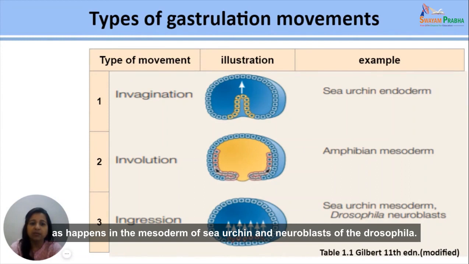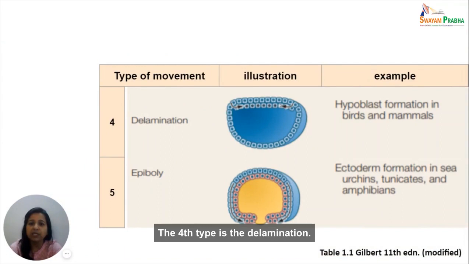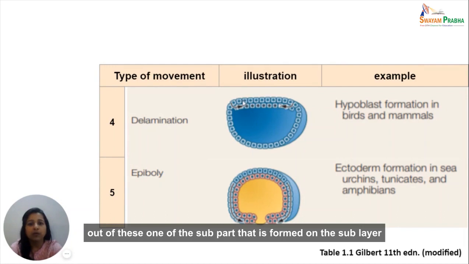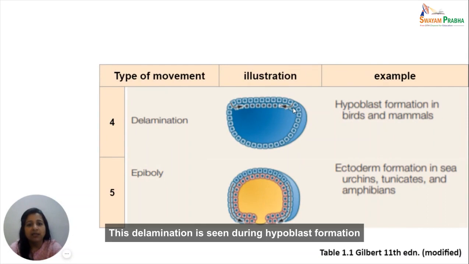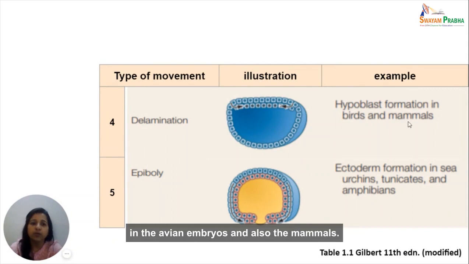The fourth type is the delamination. Delamination means when one layer divides into two. Out of these, one of the sub layers that is formed will continue growing the same way as the parent layer, while the other will grow inside. This delamination is seen during hypoblast formation in the avian embryos and also the mammals.